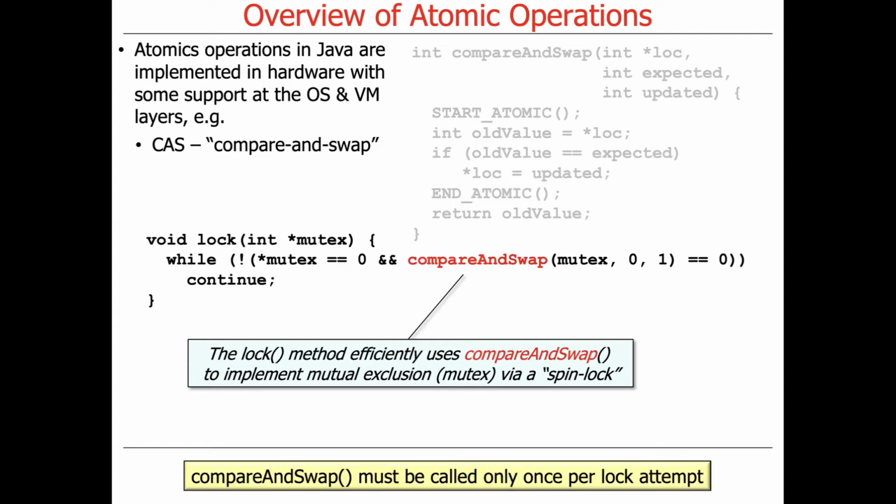And so what we're going to try to do here is use compare and swap, and we're going to say, if the current value is 0, then atomically set it to 1 and return the old value, which would be 0. So we're going to keep spinning until this condition becomes false. Basically we negate the results of these things in order to know when to stop. And the thing to note here is the compare and swap is called only once per lock attempt.